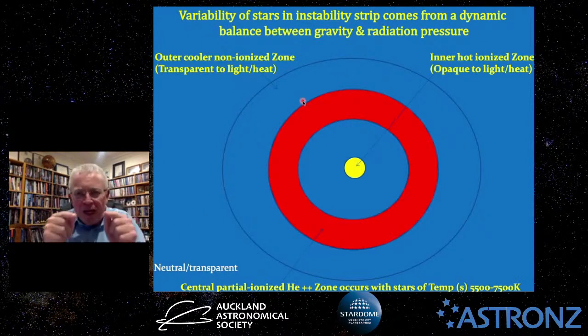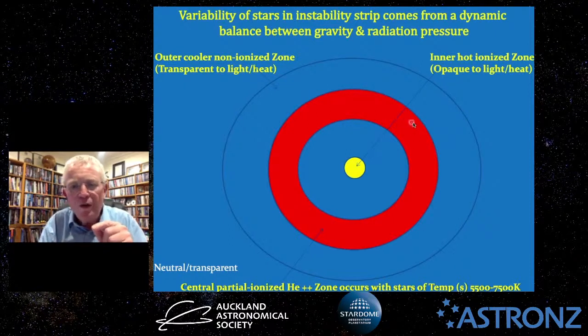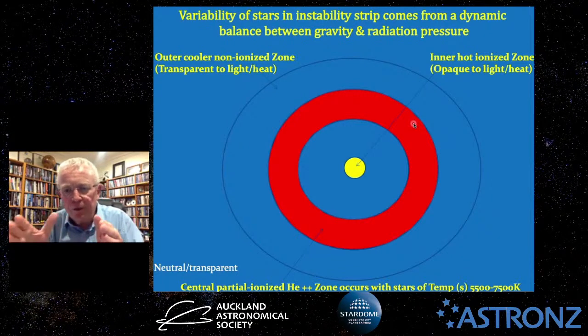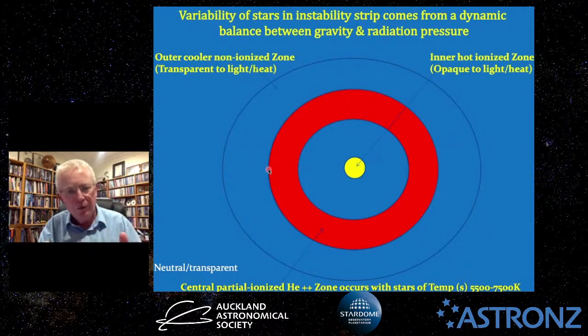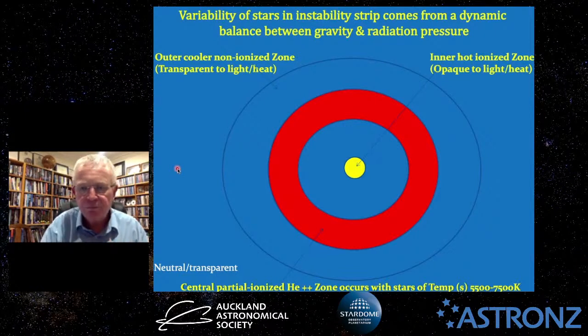Now, in these particular giants and supergiants, with a surface temperature of 5,500 Kelvin out to about 7,500 Kelvin, that's their sweet zone. They have a sweet spot in the middle called a partially ionized helium zone. That's partially ionized, so it lets a little bit of light through, but it's also partially opaque.